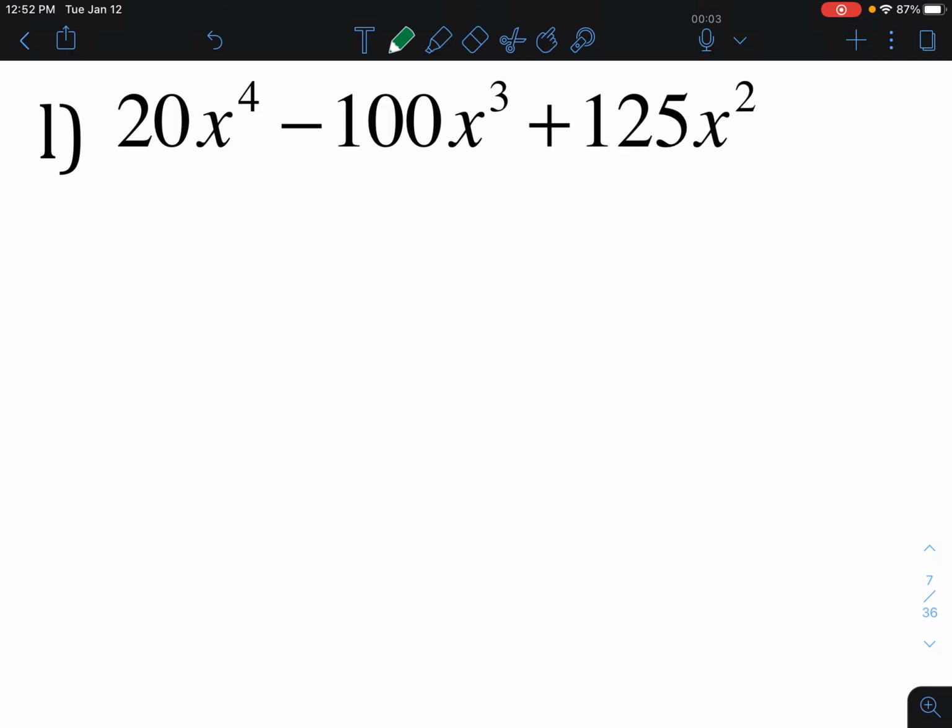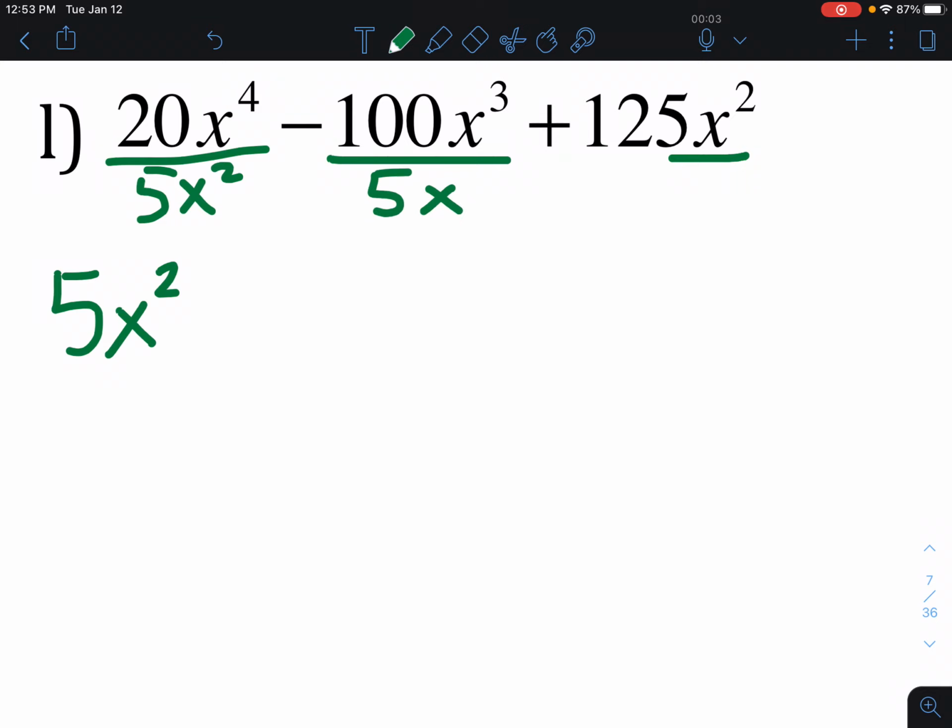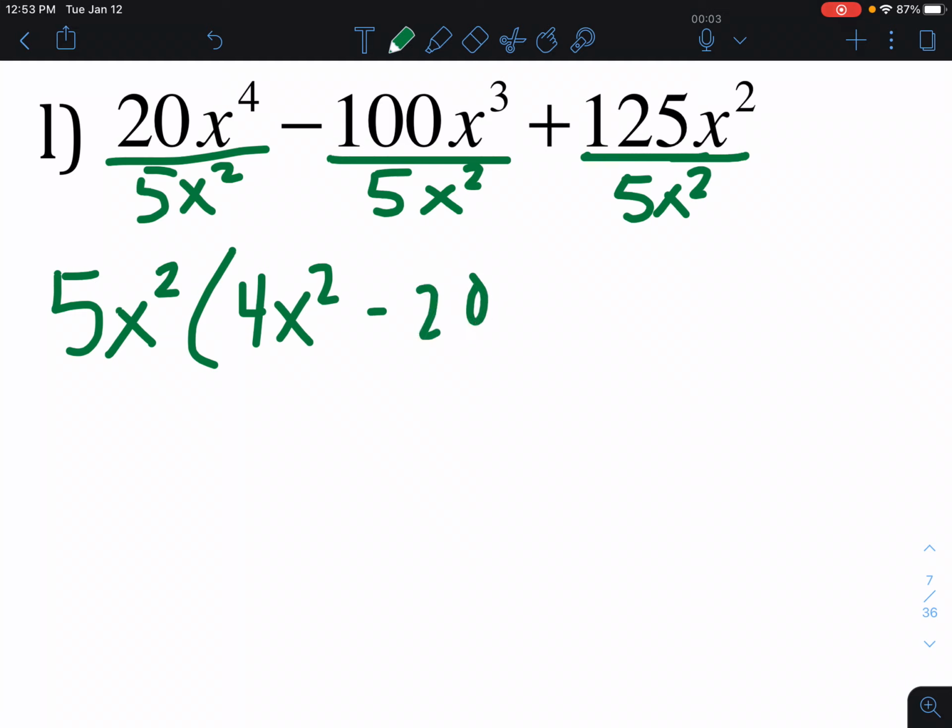Do I have a GCF here? 20 goes into 100, but not 125. I'm thinking 5 is the GCF. And the x is, yep, common to all of them. So go with the smallest x squared, and then we're going to divide by x squared. 5x squared. So that'll be 4x to the second minus 20x plus 25.